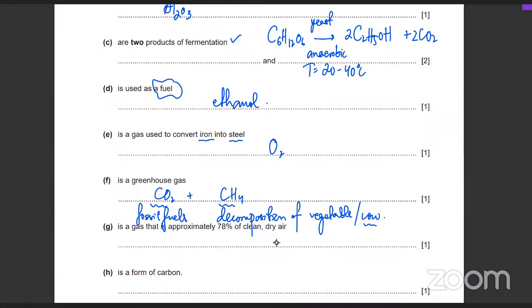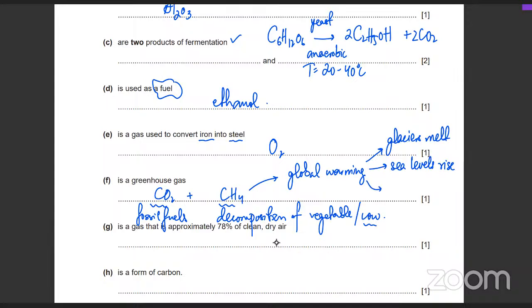They're both greenhouse gases. What do greenhouse gases do? They cause global warming. So what are the harmful effects of global warming? Glaciers melt. Sea levels will rise. And there are unpredictable weather patterns, so the weather would become very, very unpredictable.